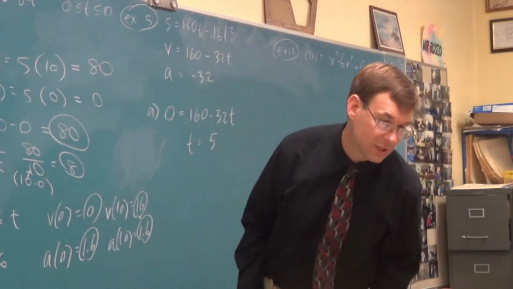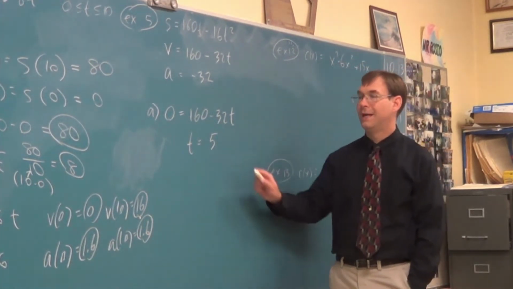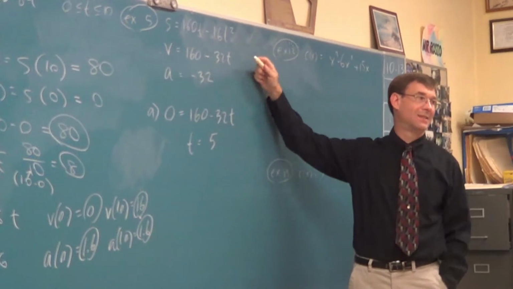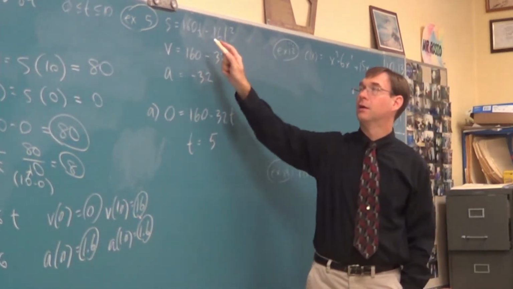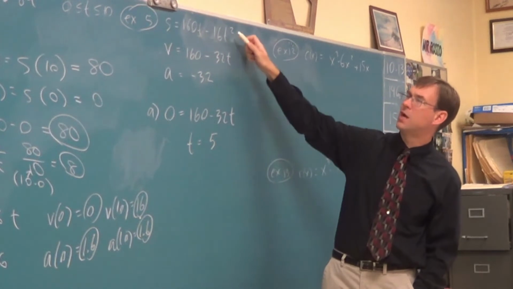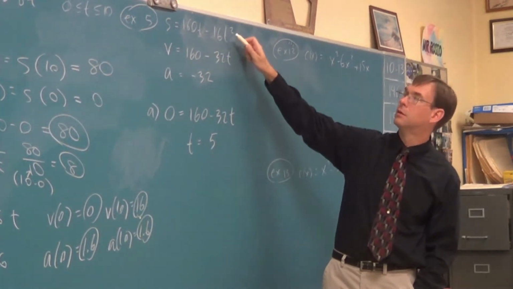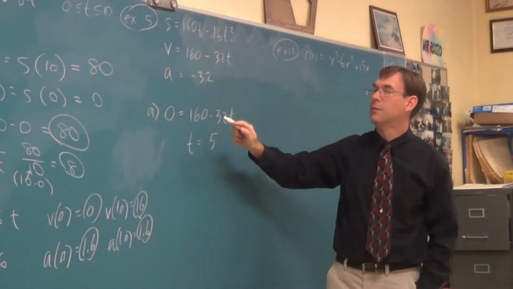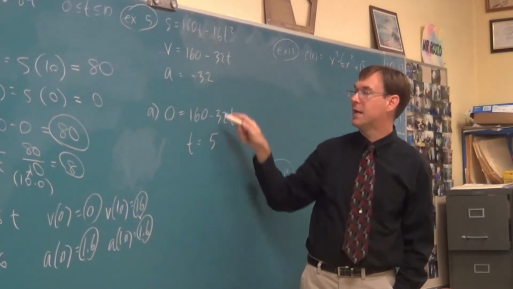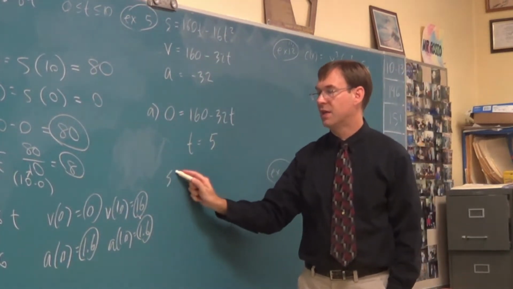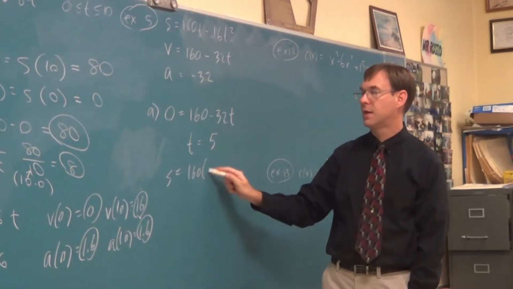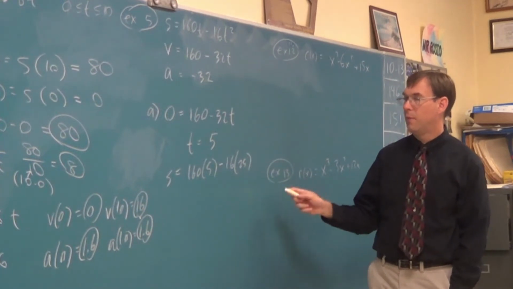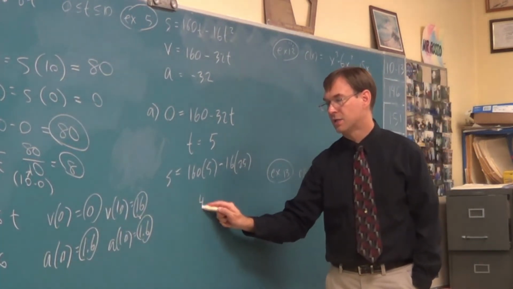Let me take a peek at what they asked. Yeah, they want to know how high this rock goes. It's going to take 5 seconds to get there, but where can we answer the question, where is it? Back to one of these 3 equations that can tell where it is. Oh, the top one. This is telling us where we are, that's the displacement. So if we want to answer this question, we need to take the 5 and put it up there. The distance, where it'll be, is 160 times 5 minus 16 times 5 squared. Mathy math that up, and I'm saying that's going to be 400.